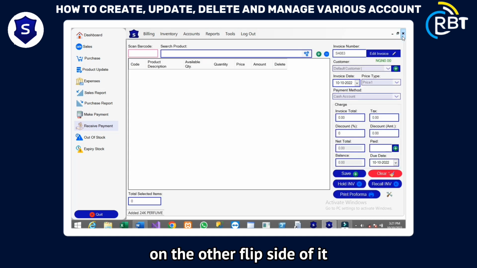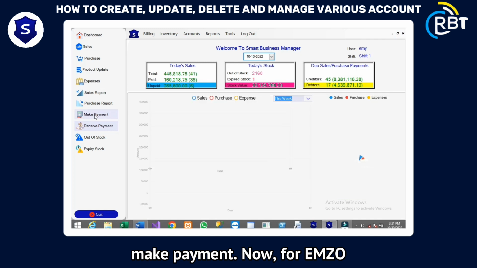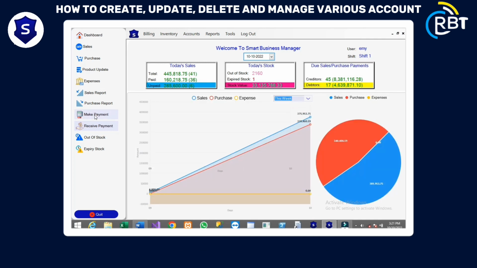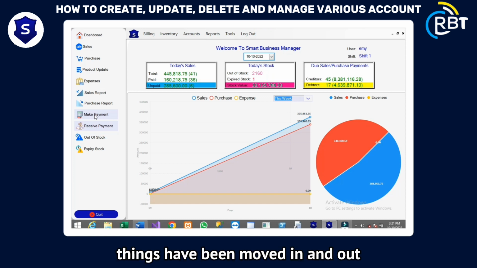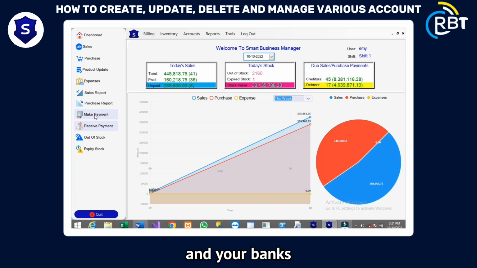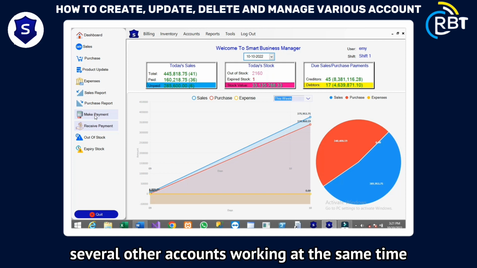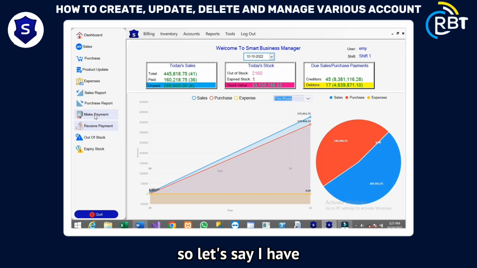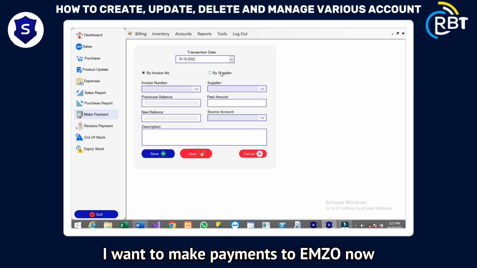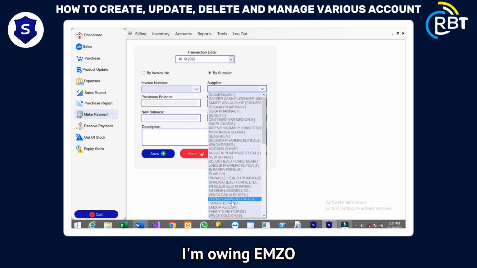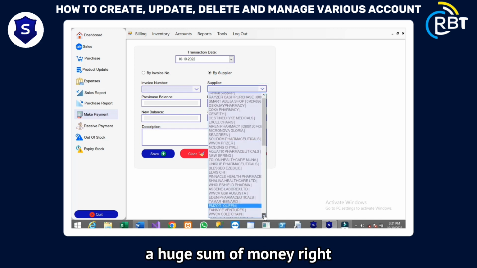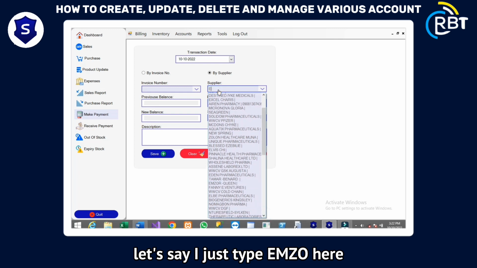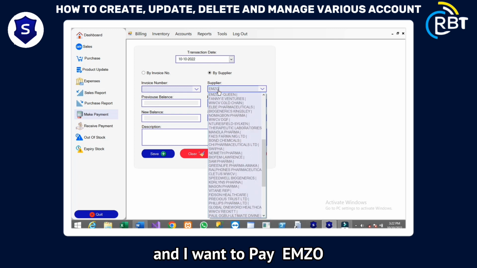On the other flip side of it is what we call make payment. Now for Emzor and other suppliers that I'm owing, if at any point in time I want to pay them, right? Remember, the essence of this account is that things are being moved in and out, both your customers, your suppliers, your banks and your cash. Remember, we're just working with one particular account, so you could have several other accounts working at the same time. So let's say I want to make payments to Emzor. Now remember, I'm owing Emzor a huge sum of money, right? So let's say I just type Emzor here and I want to pay Emzor.